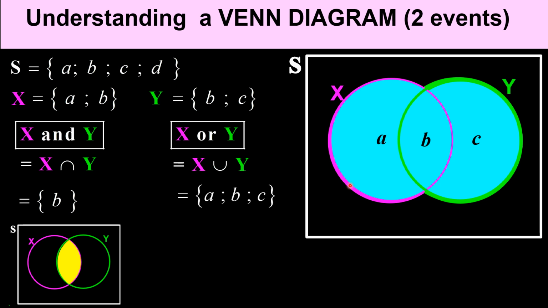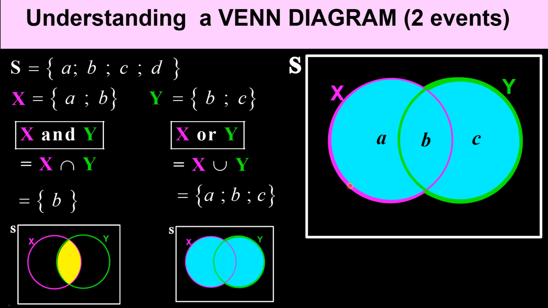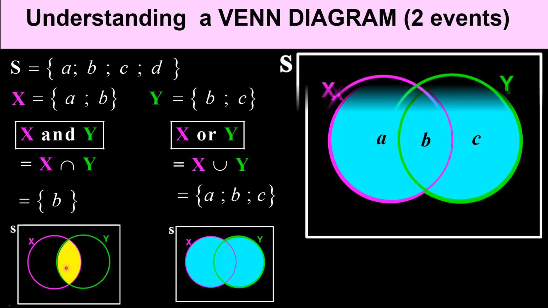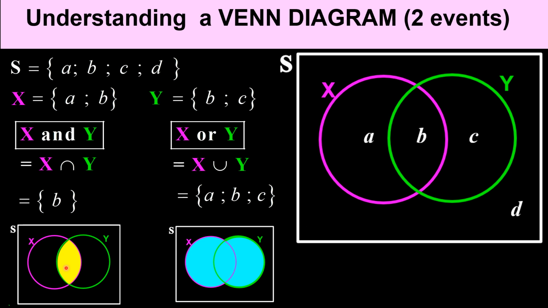I don't write the B down twice. I just have A, B, C. So that is the union. So union there, this region here. It's the X together with the Y, but you don't repeat the element. See that overlap? We don't write it down again there. So that is the and, that is the or.